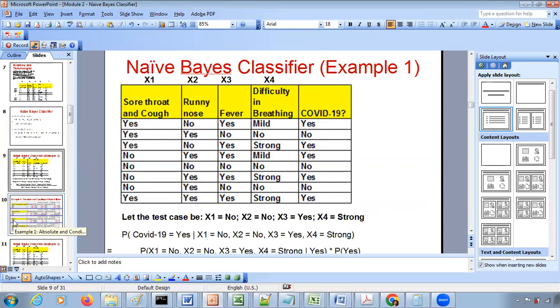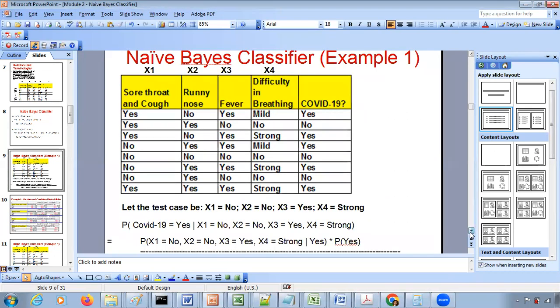Okay, so let us look at a simple example to begin with, and then we'll slowly increase the complexity. So here we have the COVID data set again with 4 features. Sore throat and cough is one feature, runny nose is another, fever is another, difficulty in breathing is another. And the class is yes or no, whether the person has COVID or not.